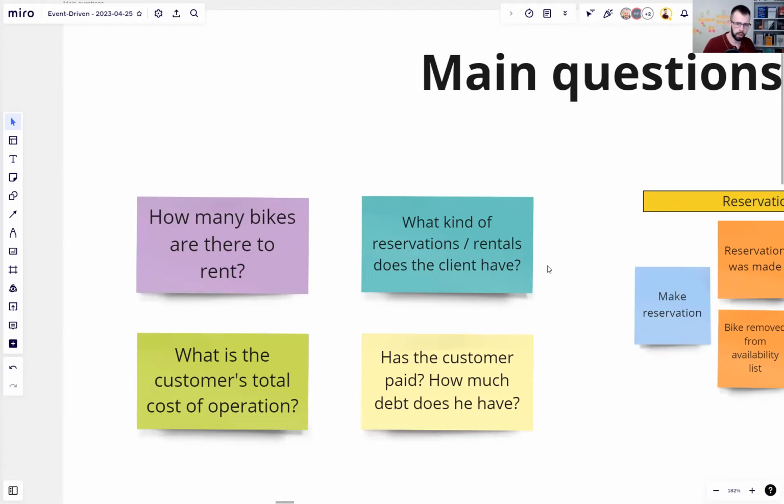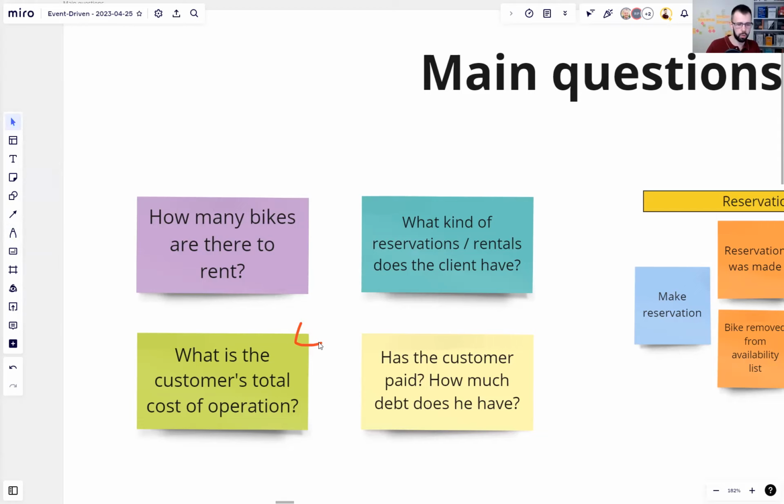What kind of reservation or rental does the client have? It's a different question, because bikes are physical things, and the reservation or rental is only information about the client. So this is more availability related, and this is more client related. We also have these questions: how much has the customer paid? How much debt does he have? And another question: what is the customer's total cost of operation, given these reservations and returns, and what's the total cost?